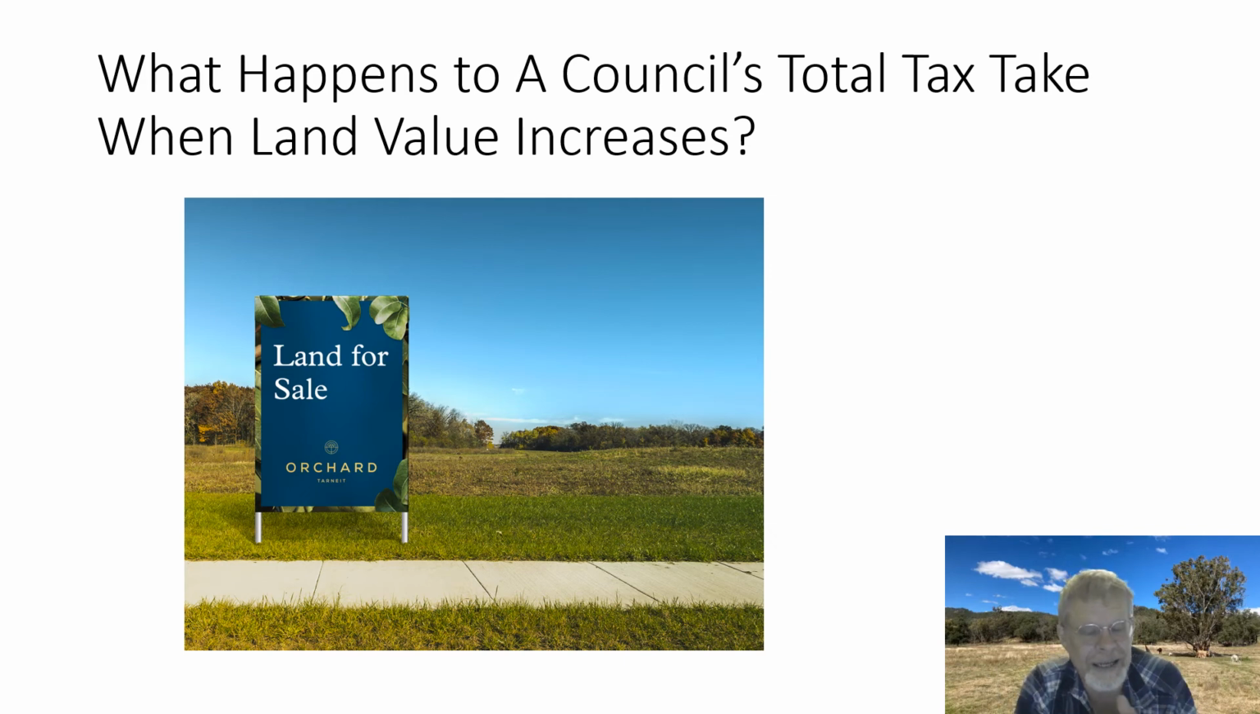So basically how it works is we've got a total tax take we're allowed to take, and we divvy up the total tax burden according to the total unimproved land value of all the different properties in a council area.